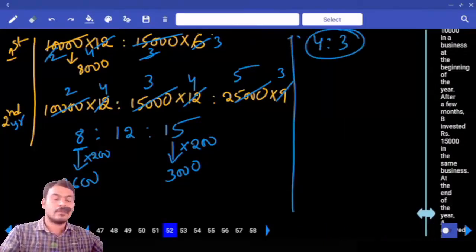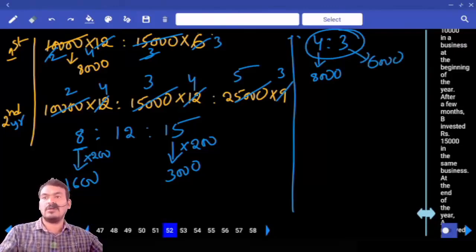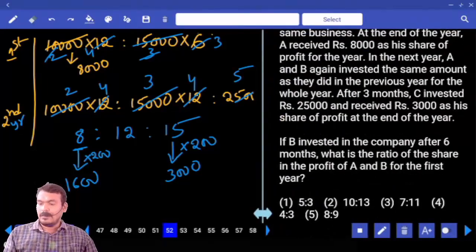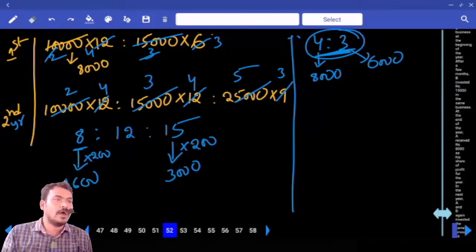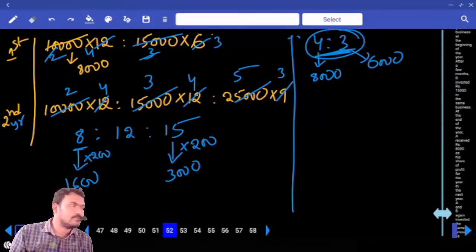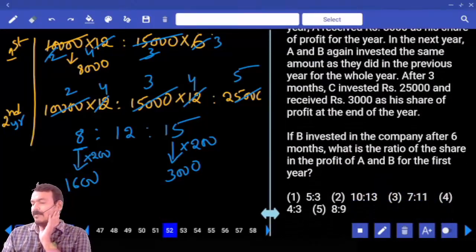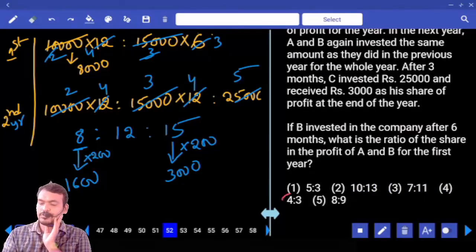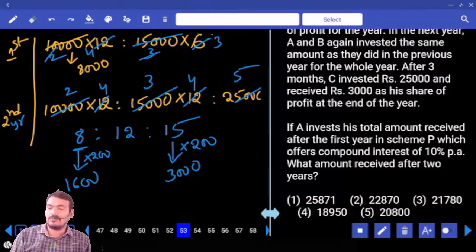In first year, what is the profits ratio? 4:3 or not? Already 4 parts is given how much? 8,000. 4 parts are 8,000 means 3 parts are 6,000 or not? What is the question? Find the profit of A and B for the first year or second year. First year means we required only profits ratio or not? Answer 4:3. We required ratio or value? Ratio. What is the answer? 4:3.